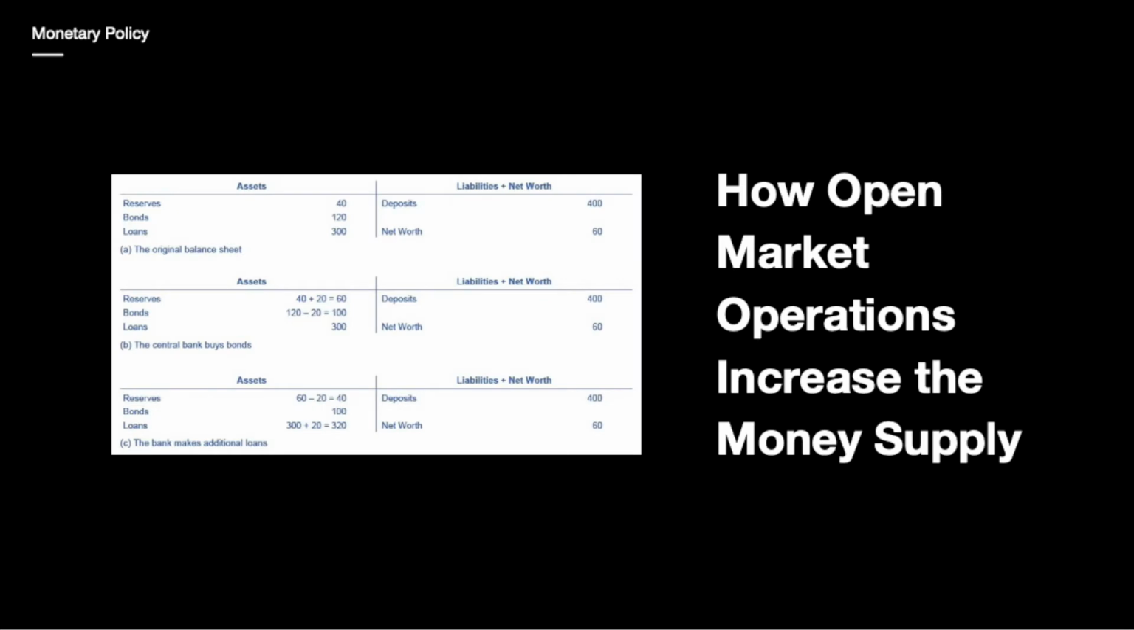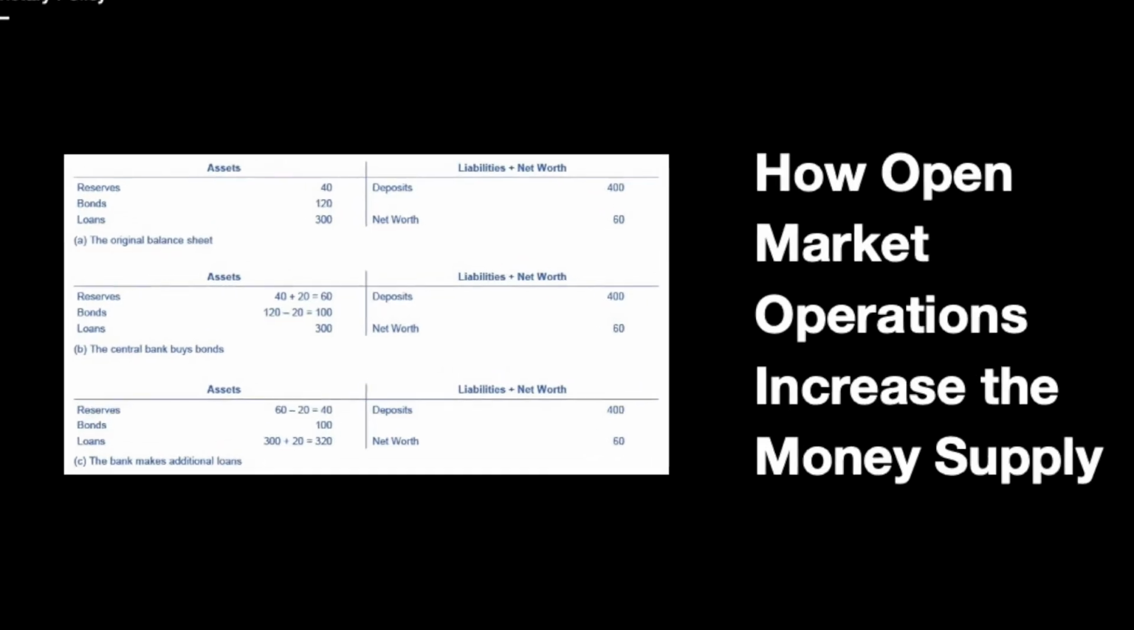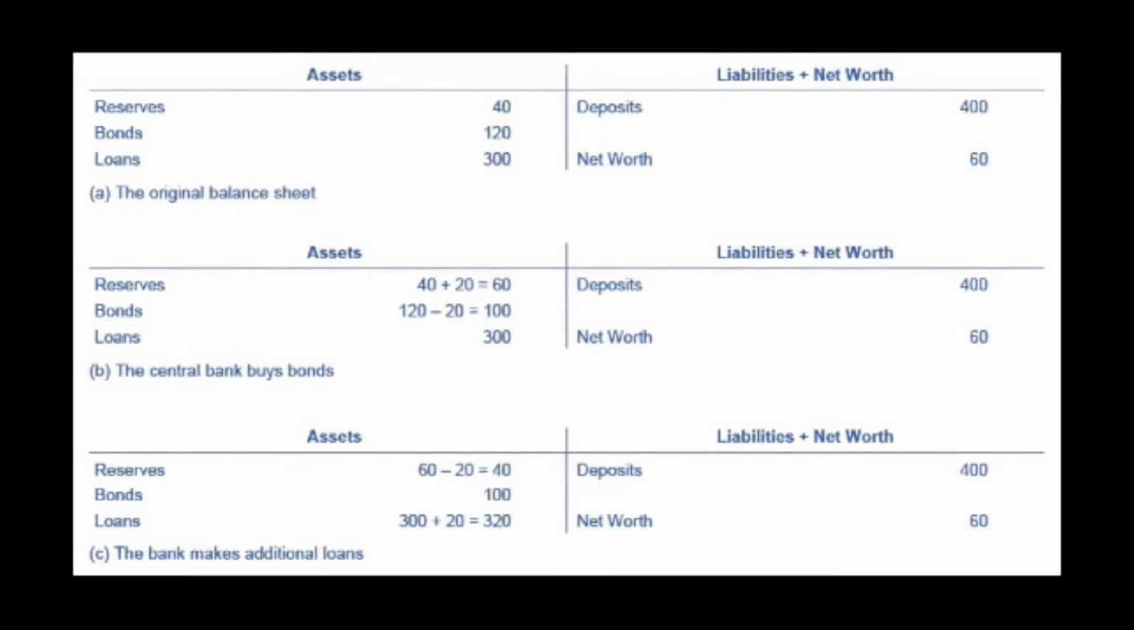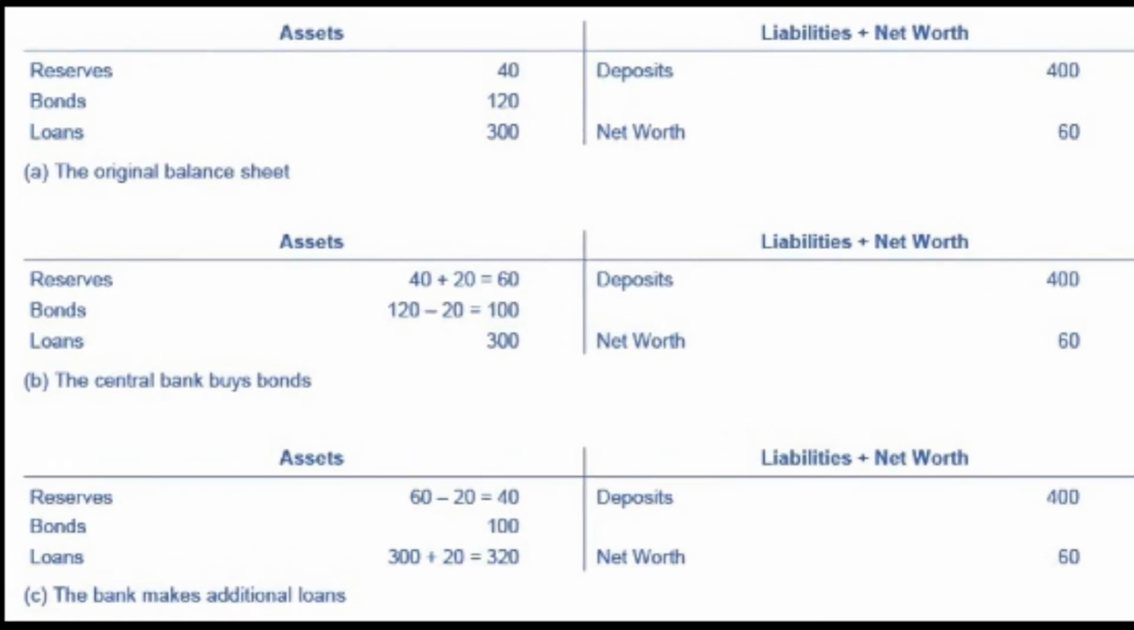How open market operations increase the money supply. Table A shows Happy Bank starts with $460 million in assets divided among reserves, bonds, and loans, and $400 million in liabilities, in the form of deposits, with a net worth of $60 million. Table B shows that the central bank purchases $200 million in bonds from Happy Bank, and the bank's holdings of bonds fall by $20 million, and the bank's reserves rise by $20 million.